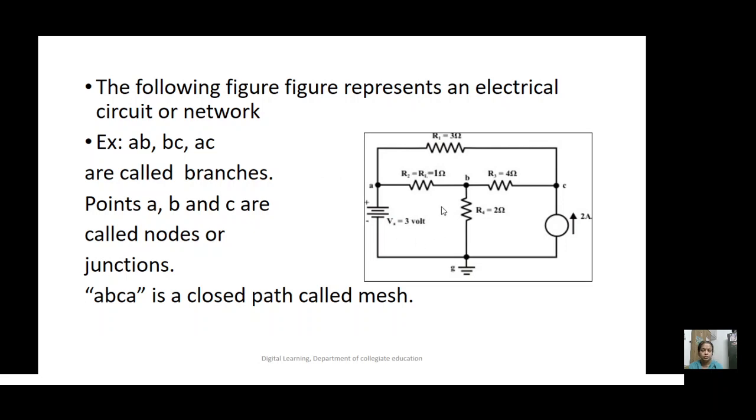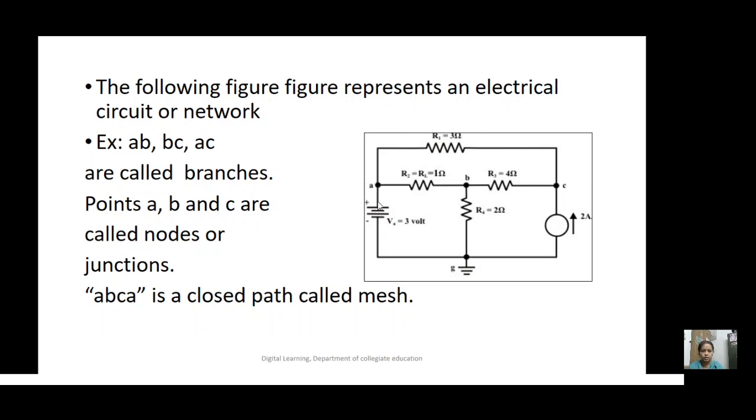So this figure gives an idea about the node, mesh and branch concepts. In this network we have several nodes, meshes and also branches. For example, this AB is a branch. We say branching whenever the current divides. Here we have a battery, a source which supplies the current, which gets divided after reaching the point A. So A is a node where the battery and two resistances are meeting. This point is called a junction.